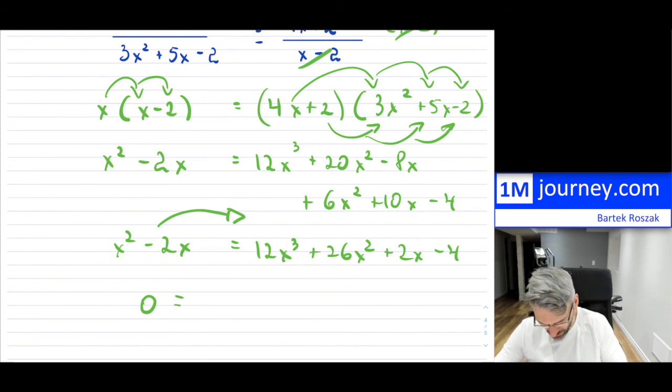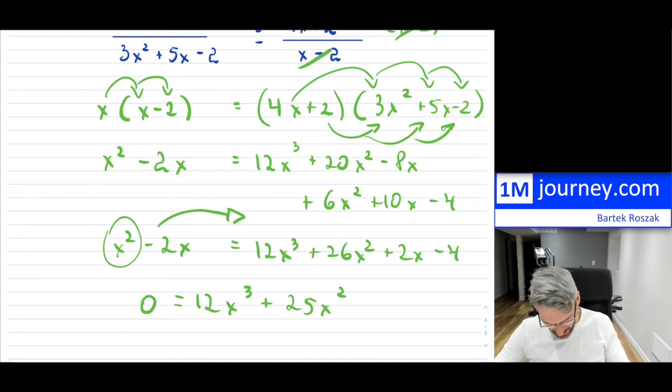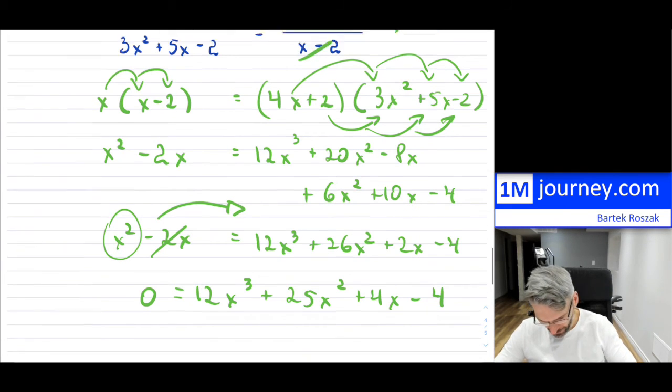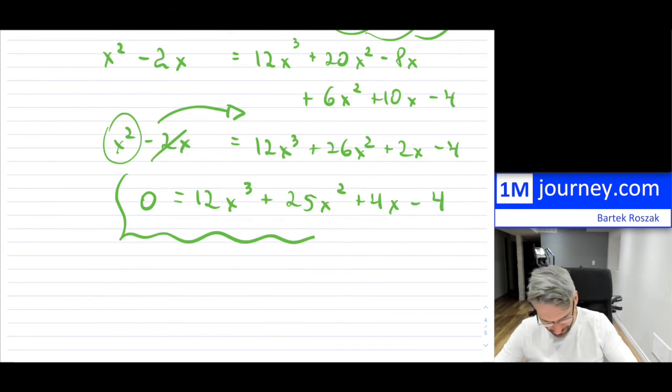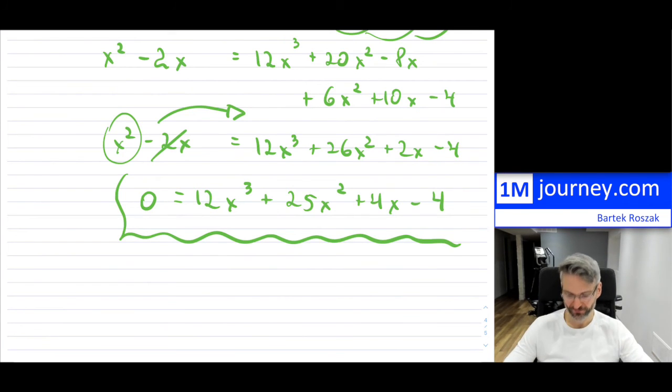So we're going to get 0, now 12x cubed, so I guess that's plus 25x squared, okay, because this is going to be negative. And then this is going to be brought over to the other side, so it's going to be positive, so that's 4x minus 4. So this is what we have right here, and it is a cubic.